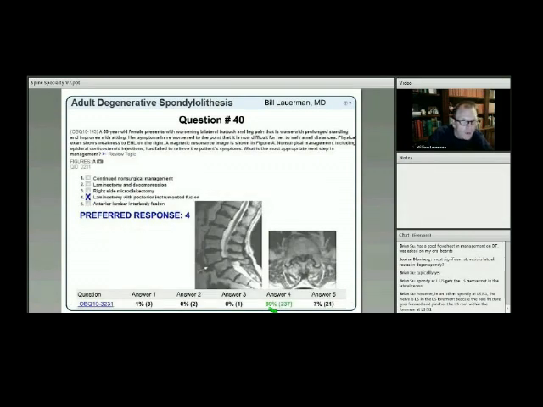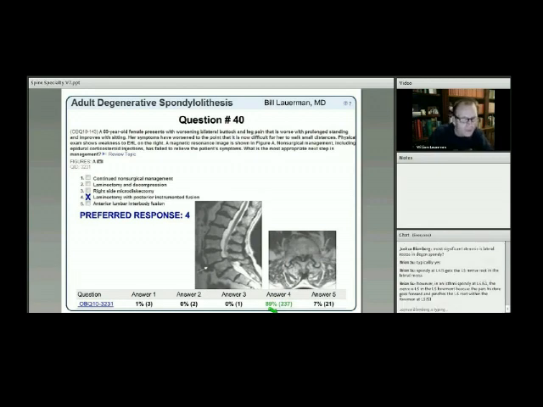So the preferred response here, number 4, laminectomy with posterior instrumented fusion. An ALIF, a few of you answered that. That's not really first-line treatment. I know some people may do it, but the standard answer is laminectomy for the severe stenosis, which we see here, which you're not going to address with an ALIF, and a posterior fusion.